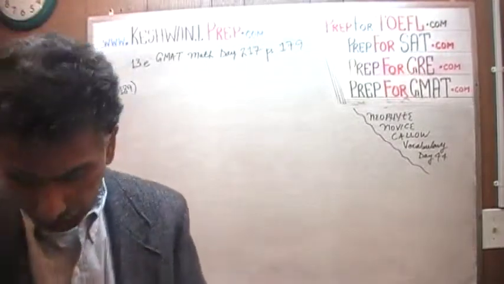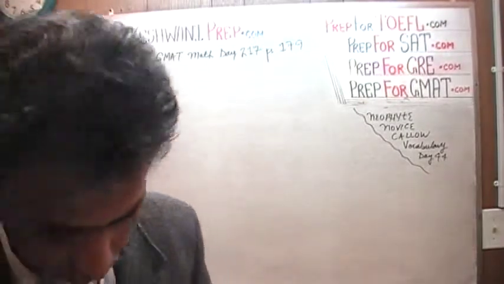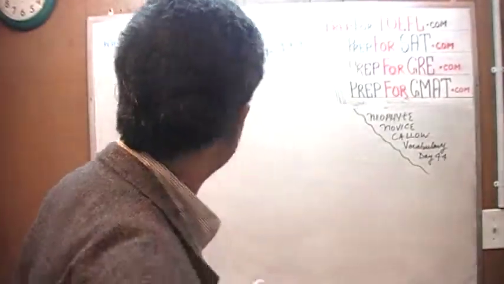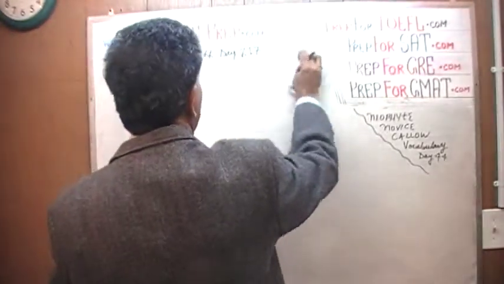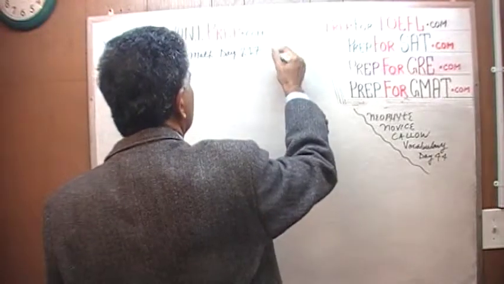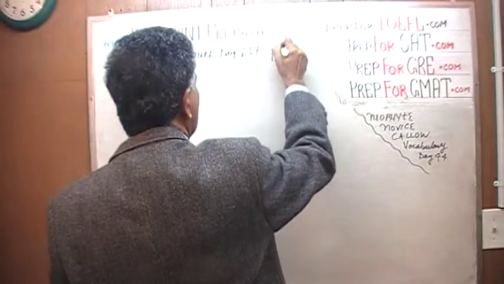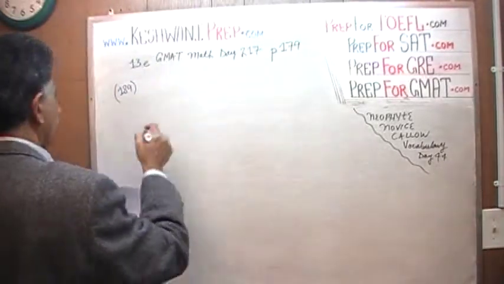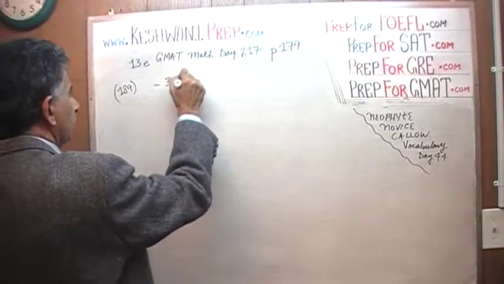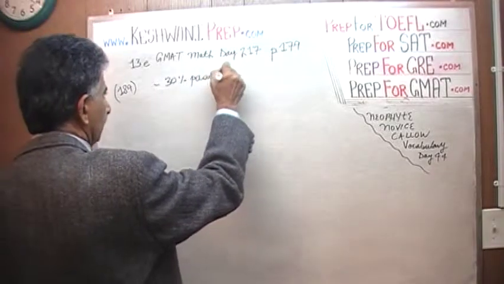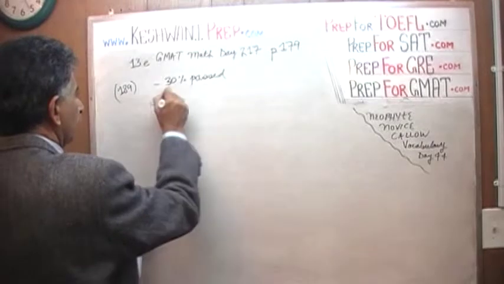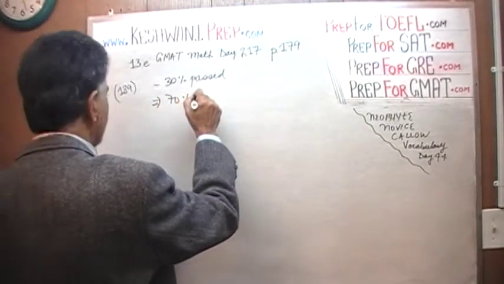Problem number 189 is what we are about to do. Problem number 189, and this is page number 179. I'm going to rewrite it. We are told that 30% of the people passed an exam, and that would imply that 70% did not.